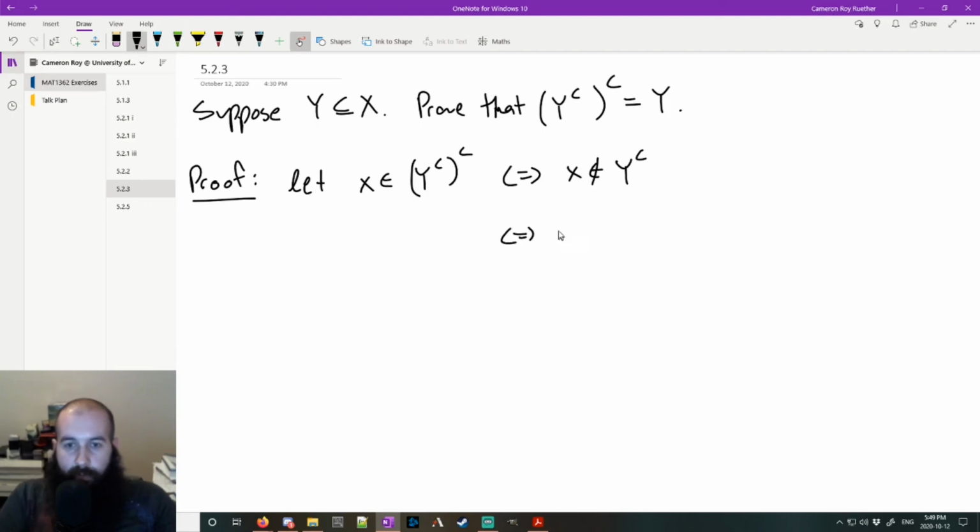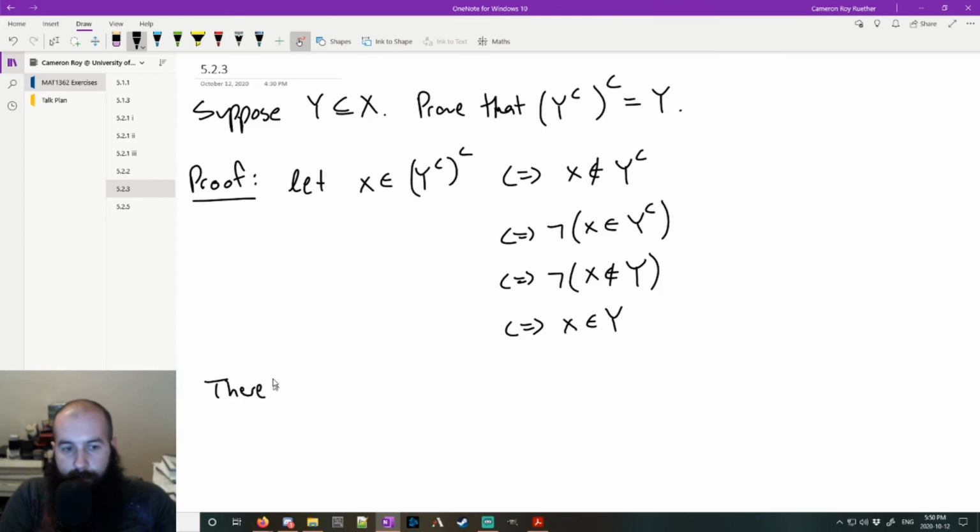This is equivalent to just writing the negation this way: not X is in the complement. But now X belonging to Y complement is equivalent to X not belonging to Y. And if we negate the fact that X does not belong to Y, we just get that X belongs to Y. So belonging to the double complement is equivalent to belonging to Y. Therefore, the double complement is equal to Y.